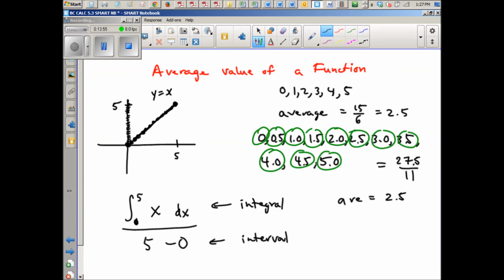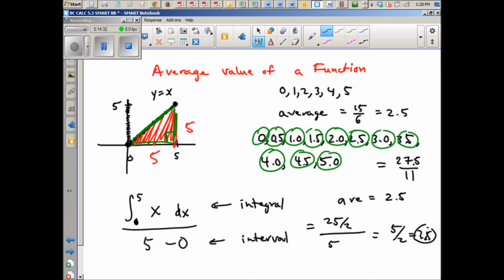So let's try it real quick. The integral just represents this area. This is a 5 by 5 right triangle. So what is the area of a 5 by 5 right triangle? One half of base times height, right? So this would just give us 25 halves. And then if you divide by the interval, that's just 5 minus 0. That's how wide the interval is. You get 5 halves, 2.5.